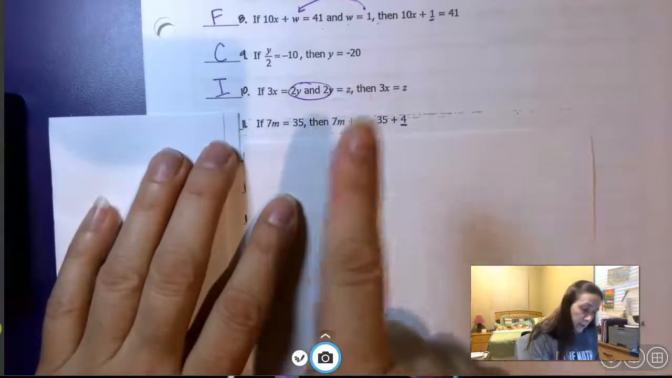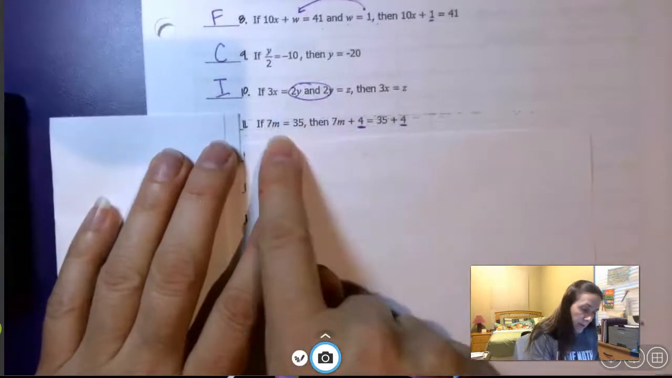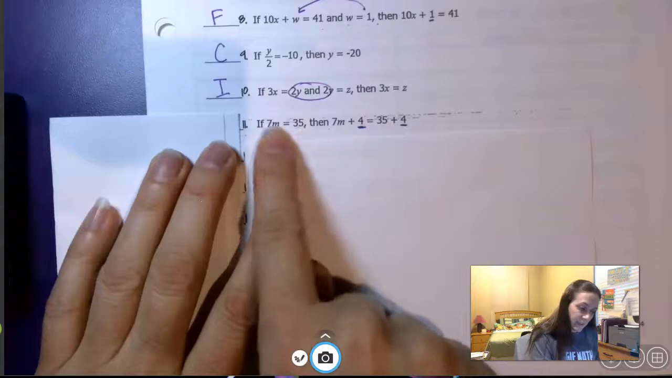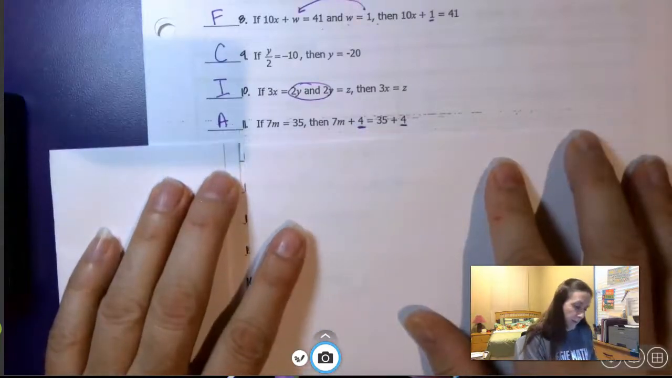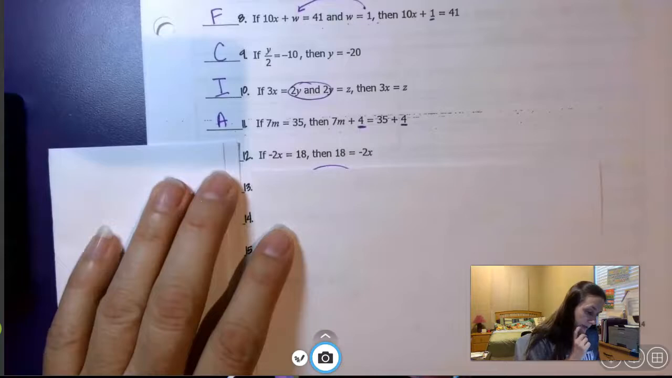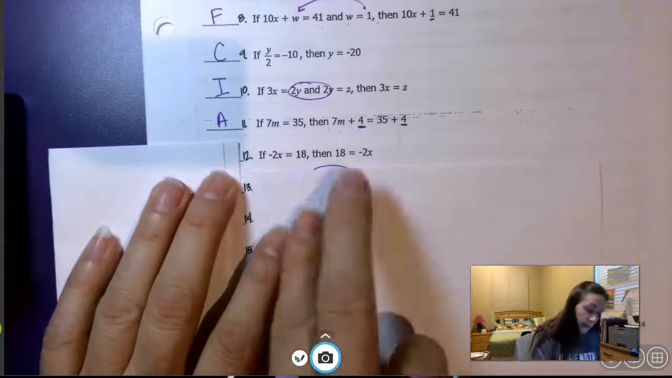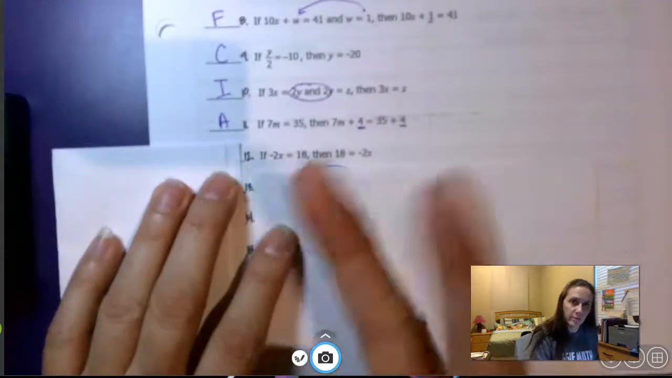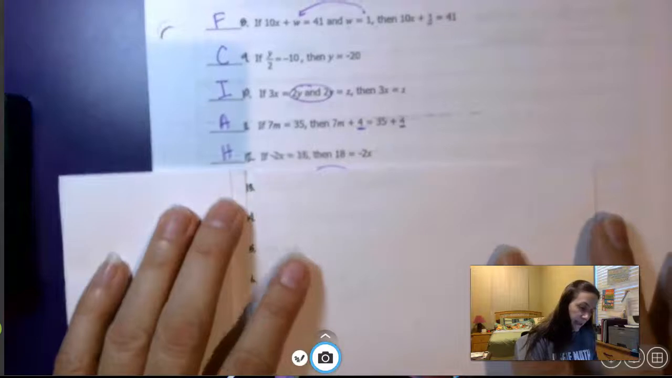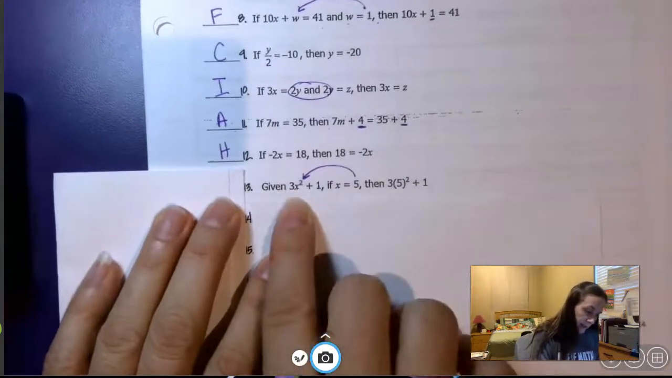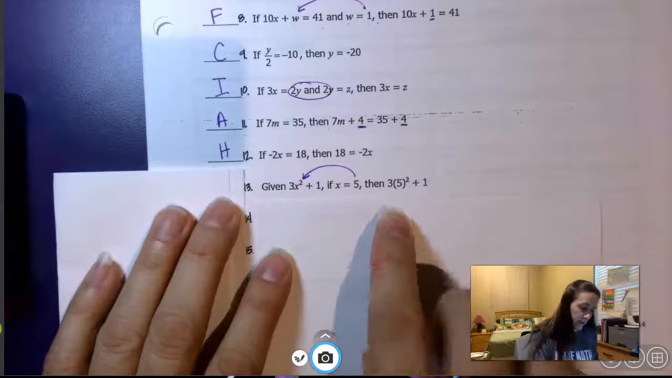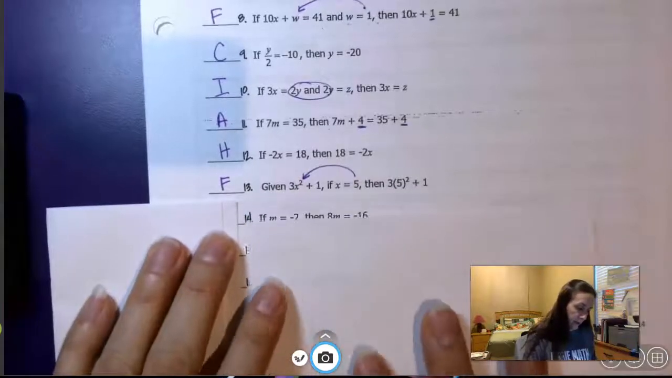This is another one that was a little weird like up top. 7m equals 35, it didn't divide by 7. They added 4 on both sides, so this one was addition property. If 2x equals 18, and they swapped spots, that was our symmetric. Symmetric was H. This one here, they took that x and they plugged it in. When you plug it in or substitute it, that's our substitution as F.